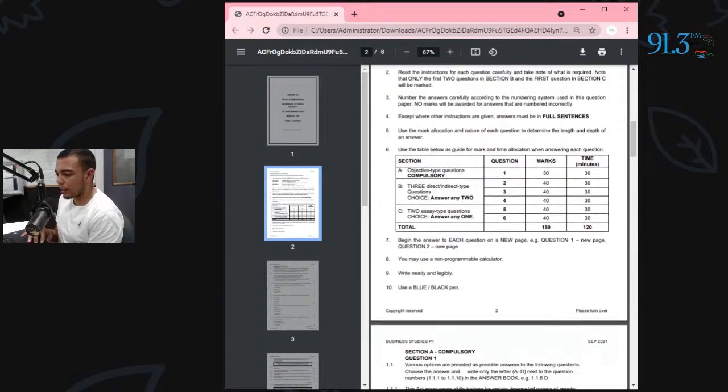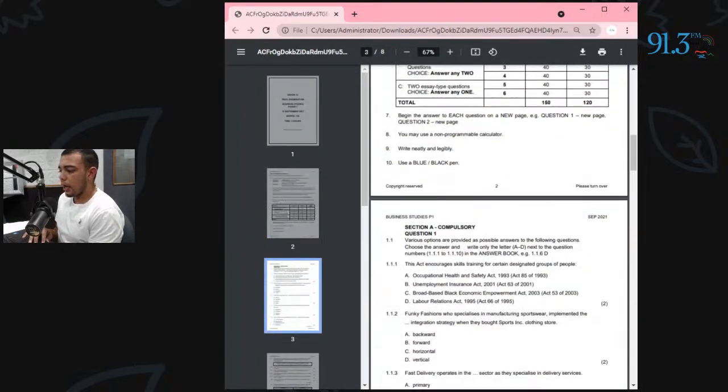So firstly, we're looking at the word skills training. Because we're talking about acts, we look at skills training, and our mind clicks immediately to Skills Development Act. But does the Skills Development Act take place here? Is there any Skills Development Act in the multiple choice? No, there isn't. So now we look at another keyword, certain designated groups of people. So we would now highlight that.